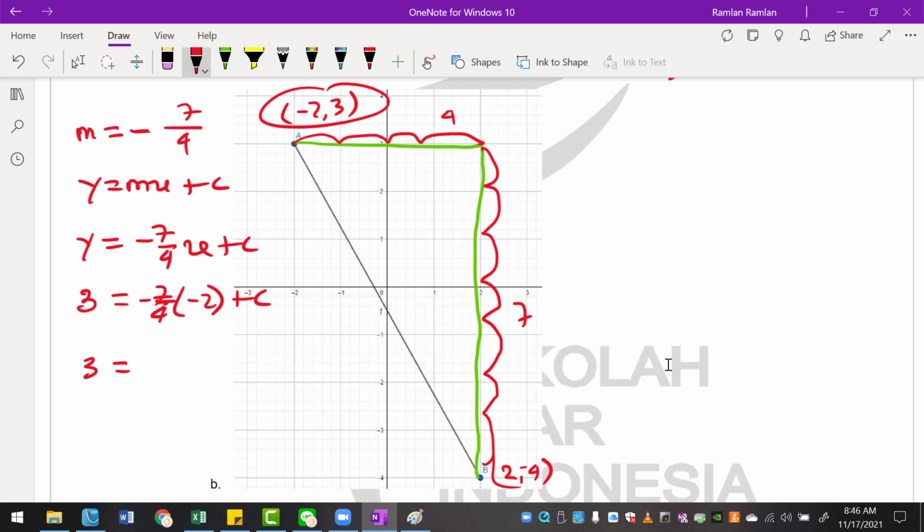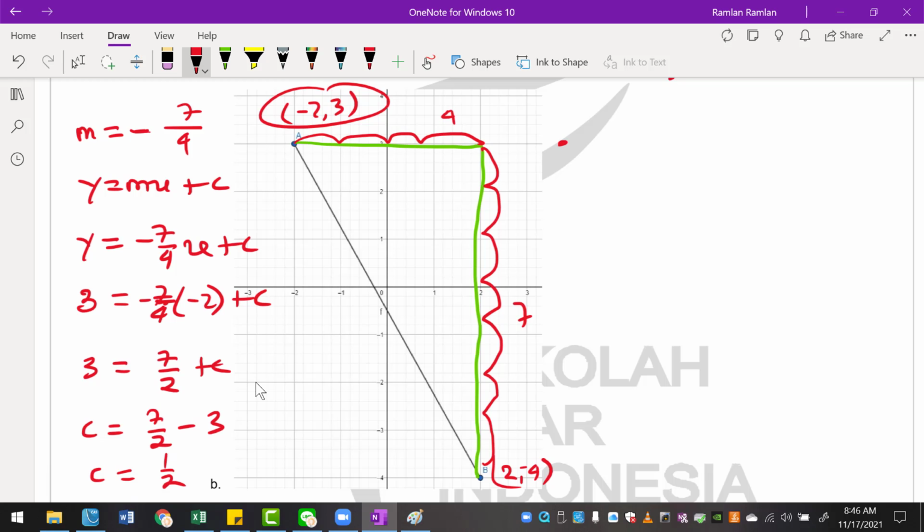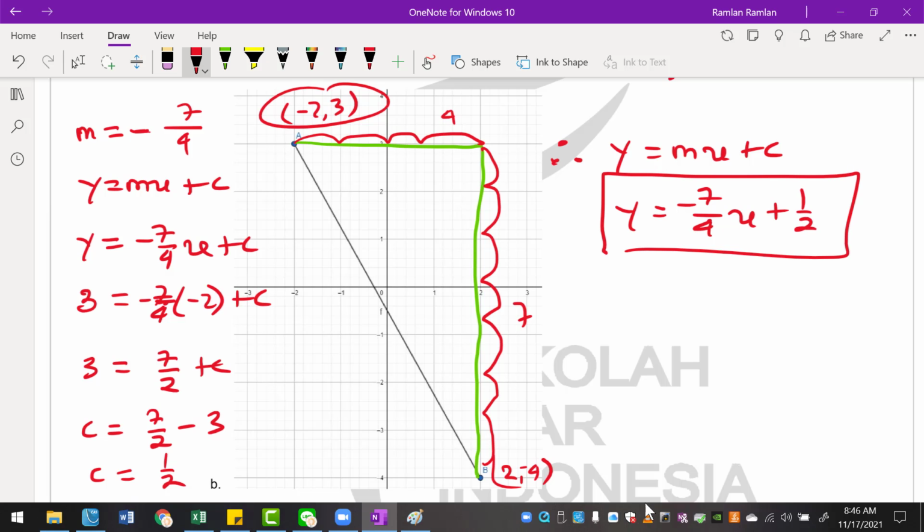We have 3 equals 7 over 2 plus c, right? Which means that c is going to be 7 over 2 minus 3, so that will be 1 over 2, right? So the conclusion is, because we have y equals mx plus c, and the gradient is minus 7 over 4, that is minus 7 over 4x, and c is 1 over 2. And then we're done. We get the line equation.